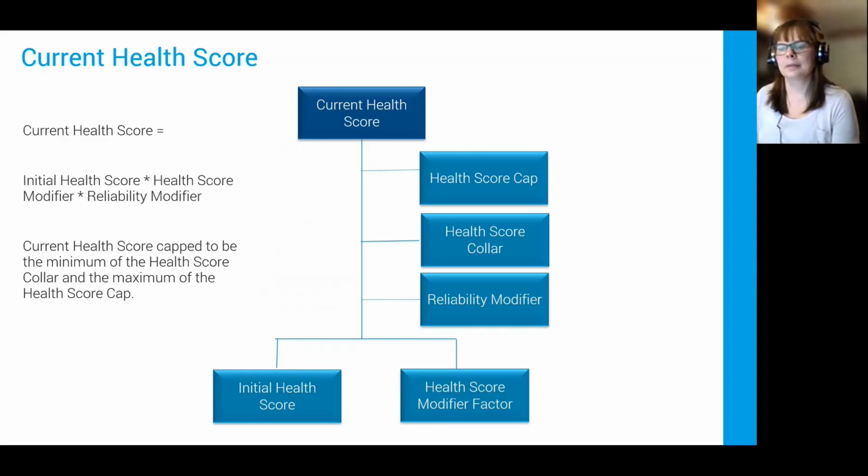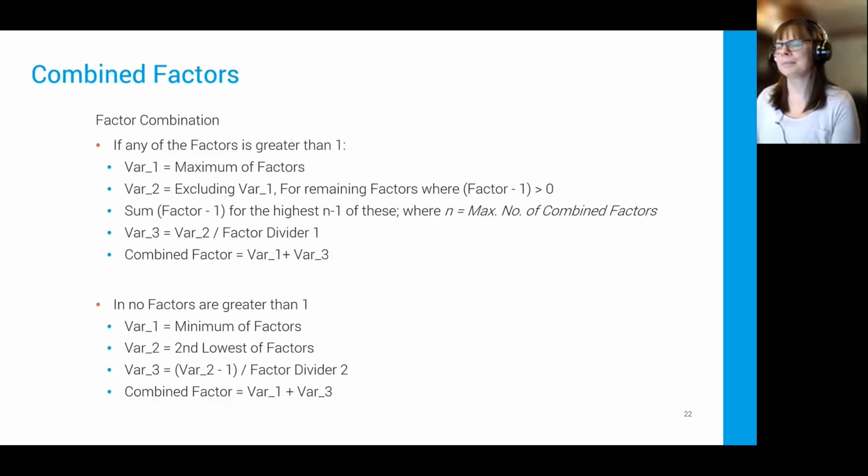And so the current health score is the initial health score multiplied by the health score modifier and the reliability modifier. And they are subject to those caps and collars that I mentioned before. So the maximum of the collars, the minimum of the caps, but the collars actually do take precedence over the caps, which is confusing when you put it in, but it works.